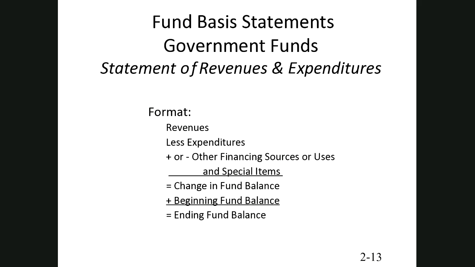Now, the flows statement for the governmental fund, that is the statement of revenues, expenditures, and changes in fund balance. This is the basic format for that report. You have revenues, less expenditures, not expenses. Expenditures tell you that you are using the modified accrual basis of accounting, plus or minus financing sources or uses, and those are basically transfers between funds. And also on the sources side, there could be bond proceeds.